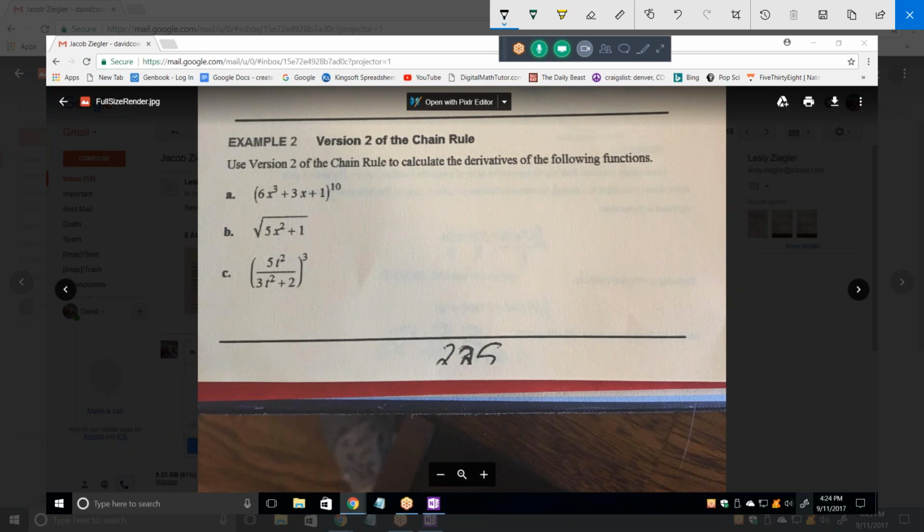C, we have to apply the chain rule. What's the derivative? What's the inside of C? 5t squared over 3t squared plus 2. What's the derivative of the outside? Just cubed. All that's a cubed. In other words, I start by the 3. Oh, yeah, no. 3 and then all of that in the parentheses, squared. Yes. And that's just the derivative of the outside.